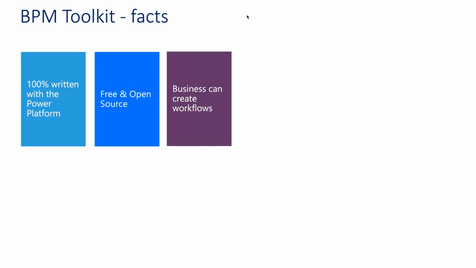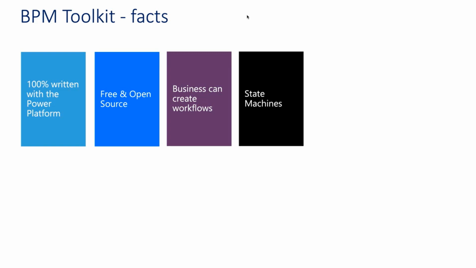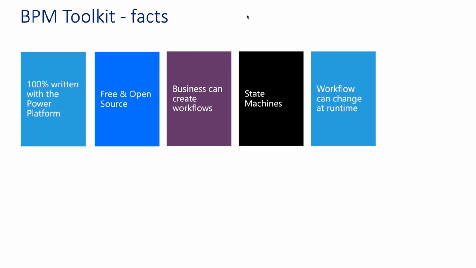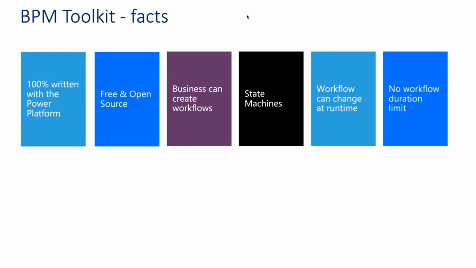Business can create workflow. They don't have to write code. They can go to a specific SharePoint list and they can create their workflow steps and specify the actors. They can also specify the go-to state machine, right? State machine, yes, state machine. Also, when the business process starts, it can still change. You can still change it if you want. There's no workflow duration limit. There's no limitation at all.